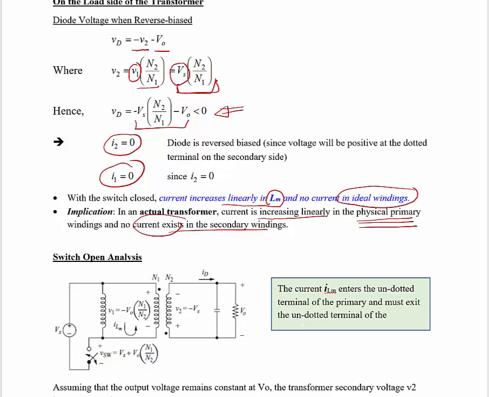We are going to end this session over here and start a new session later, where we are going to take a look at the analysis of the flyback converter when the switch is open.